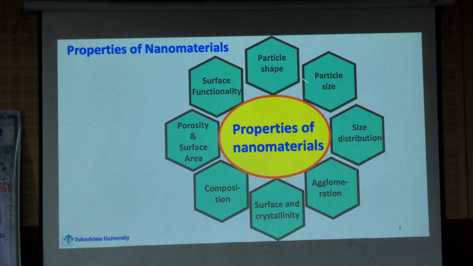So particle shape, size and this reactivity are the major properties of nanomaterial that are widely used for practical purposes, and the rest of the properties are also found in nanomaterial. So these are the properties of nanomaterial, and these properties are different than the bulk material. These properties cannot be found in their bulk counterpart.